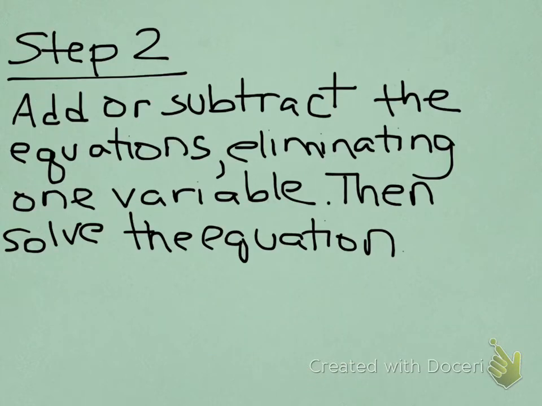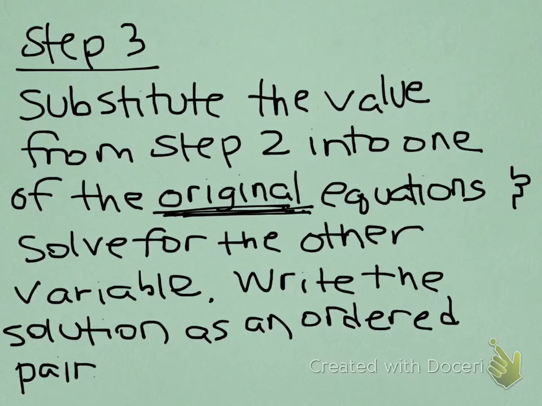Next, you do the same two steps that you would do to solve elimination. So you either add or subtract the equations, which eliminates one variable, and solve for that variable, and then substitute that value into one of the original equations, so one of the equations that you did not multiply by, and solve for the other variable. And if it's x and y, you want to write the solution as an ordered pair.